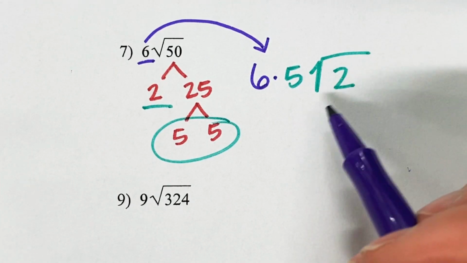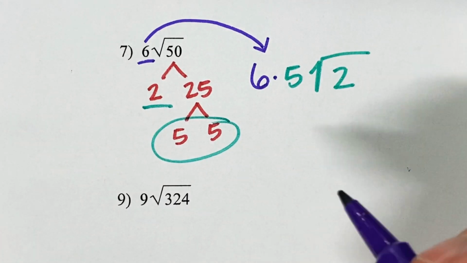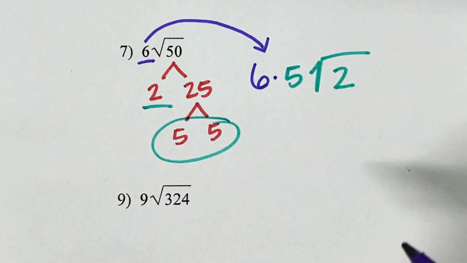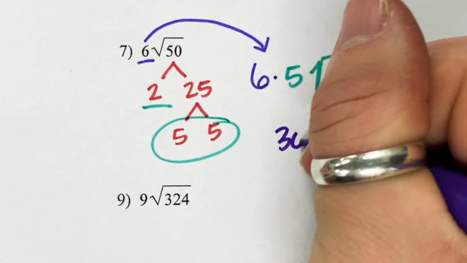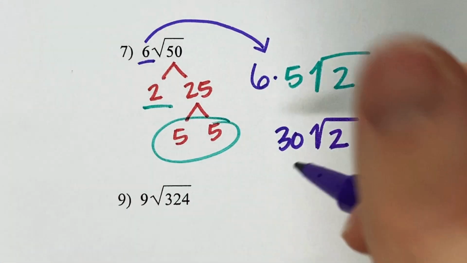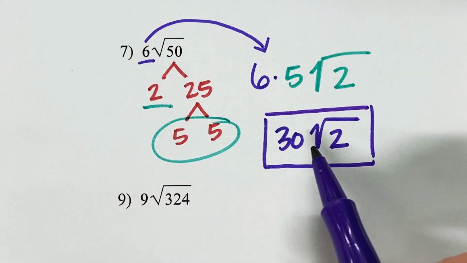The square root of 2 stays the square root of 2. He couldn't come out on the date. He doesn't get to multiply. Well, what is 6 times 5? What is that going to simplify to? 6 times 5 gives me 30. Root 2 stays the same. So our final answer is 30 root 2.